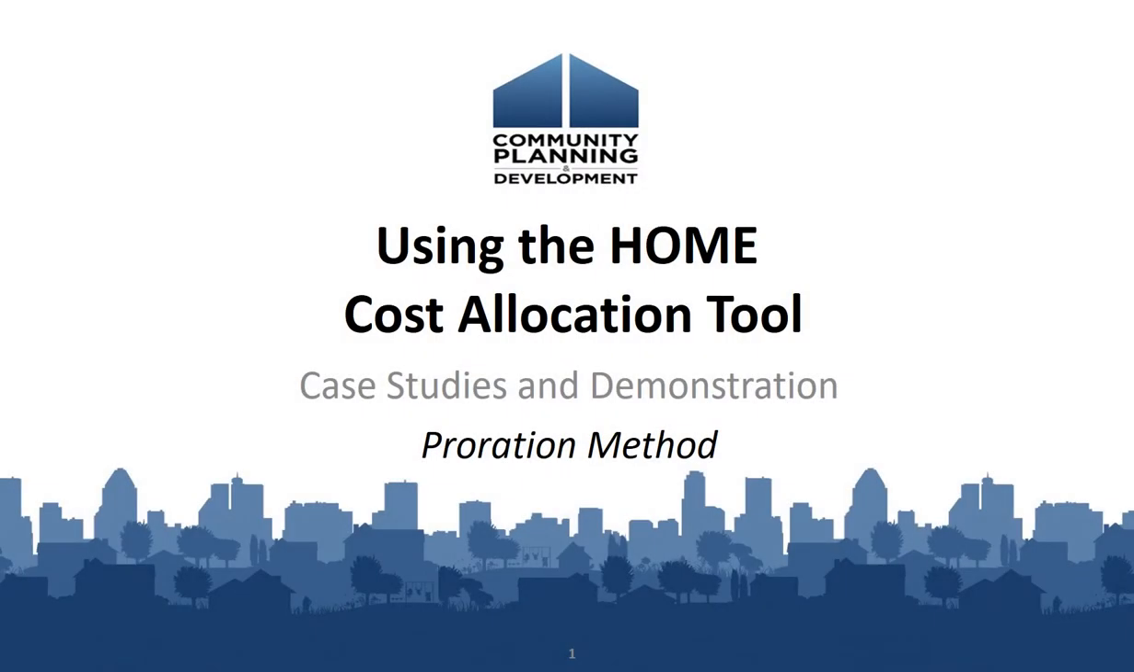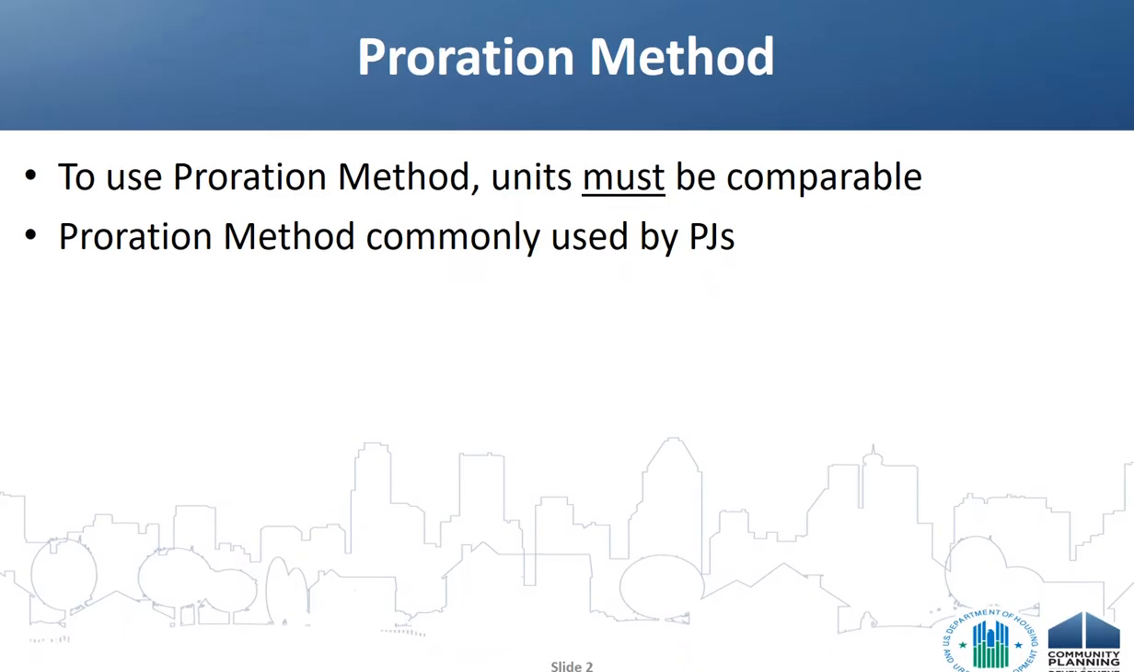In the previous segment of this series, we demonstrated the standard method of cost allocation using the Home Cost Allocation tool. In this tutorial, we will show an example of the Proration Method. Remember, the Proration Method of cost allocation can be used only if the units in a project are comparable. With that caveat, however, this is a very common approach to cost allocation.